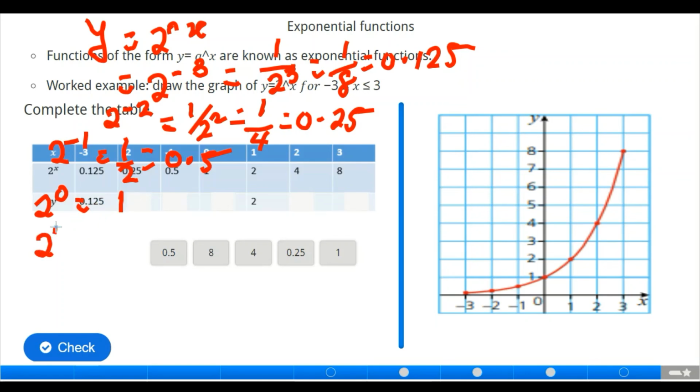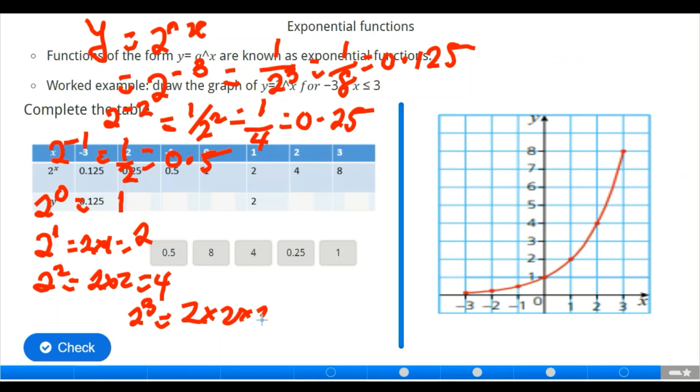The next one is 2 raised to power 1. What is 2 raised to power 1? That is 2 times 1, which is 2. Okay. The next one is 2 raised to power 2. 2 raised to power 2 is what? That is 2 times 2, which is 4, right? The next one is 2 raised to power 3, which is 2 times 2 times 2. That is 8.